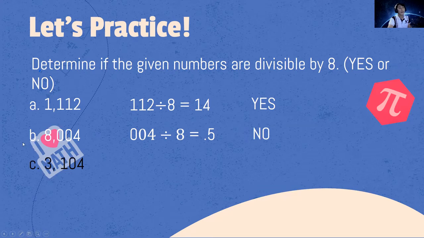Another one, 3104. What are the last three digits? Very good, 104. 104 divided by 8 is 13. It is exact. Therefore, 3104 is divisible by 8. As simple as that. You will know a number is divisible by 8 if the last three digits are divisible by 8. As simple as that.